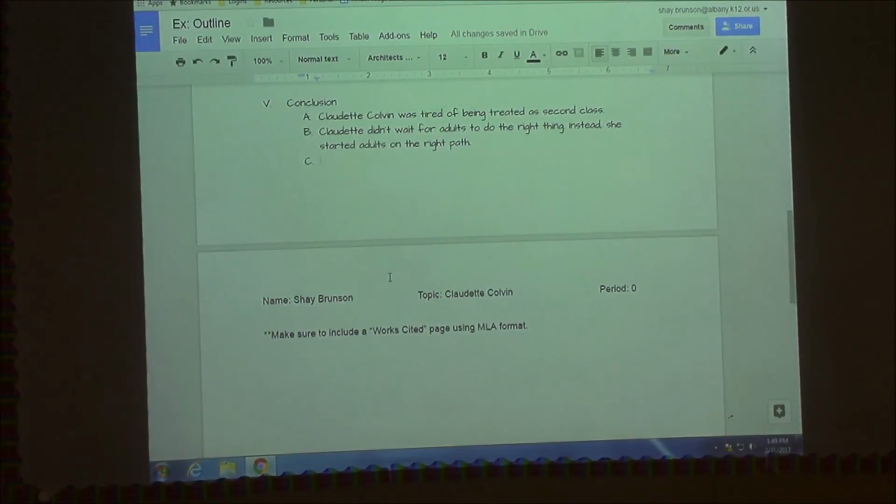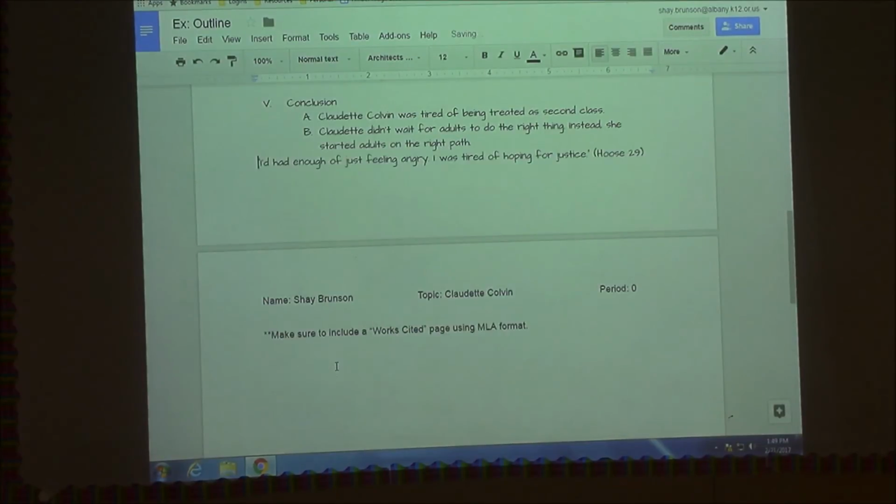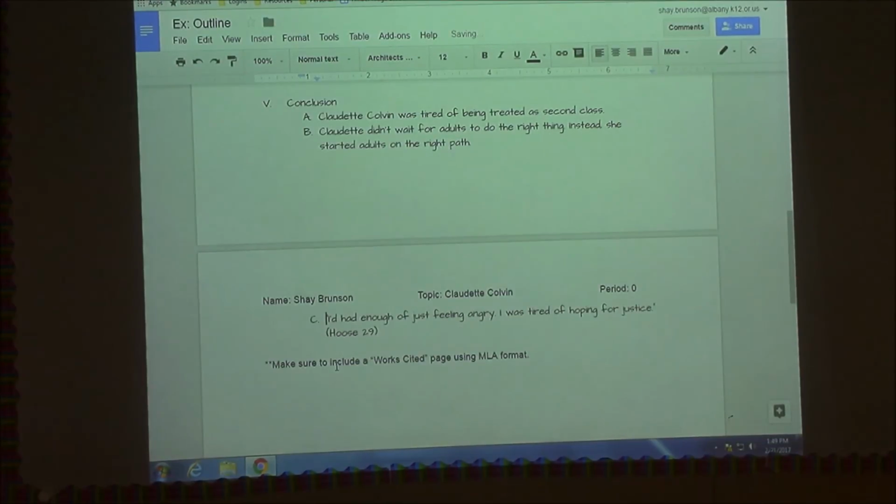One of my favorite quotes from the book is this: "I'd had enough of just feeling angry. I was tired of hoping for justice." This shows that she once again was not going to wait for adults to make the right decisions for her.